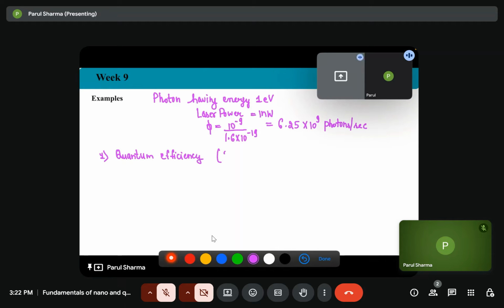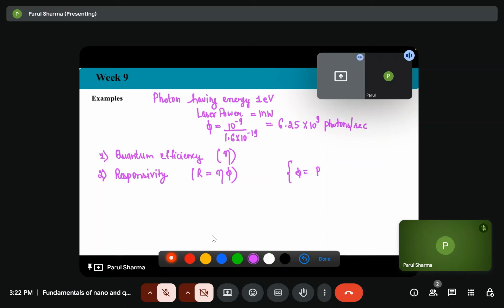The second is the responsivity of the detector, which is given by R equals eta, that is the quantum efficiency, and phi, which is the photon flux.